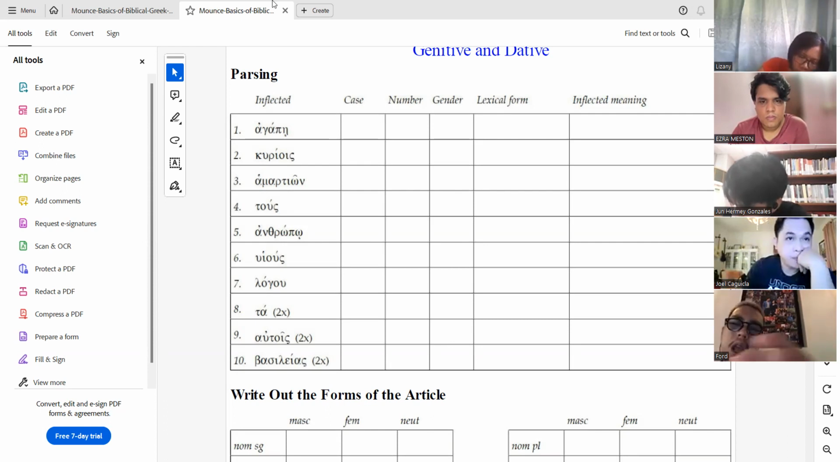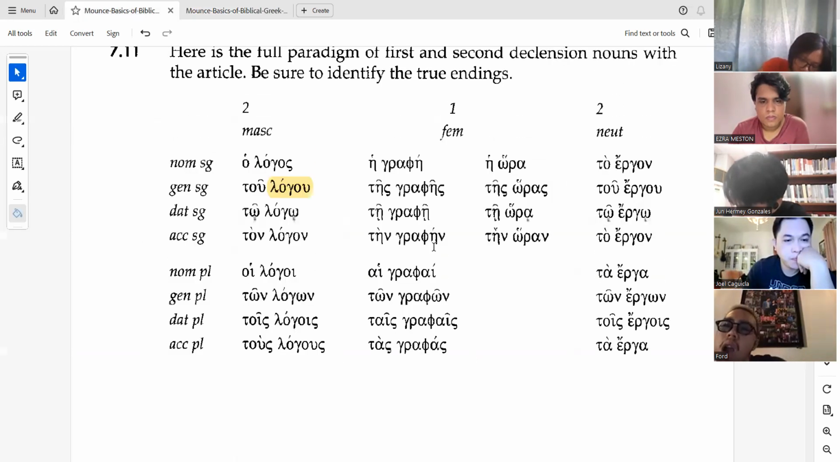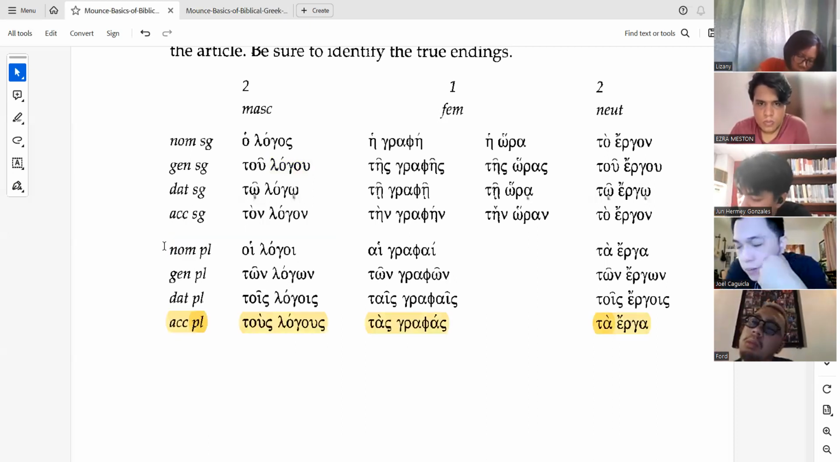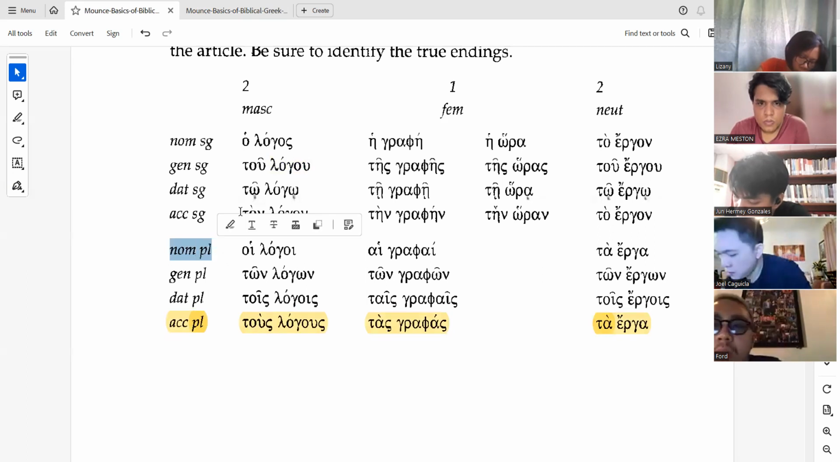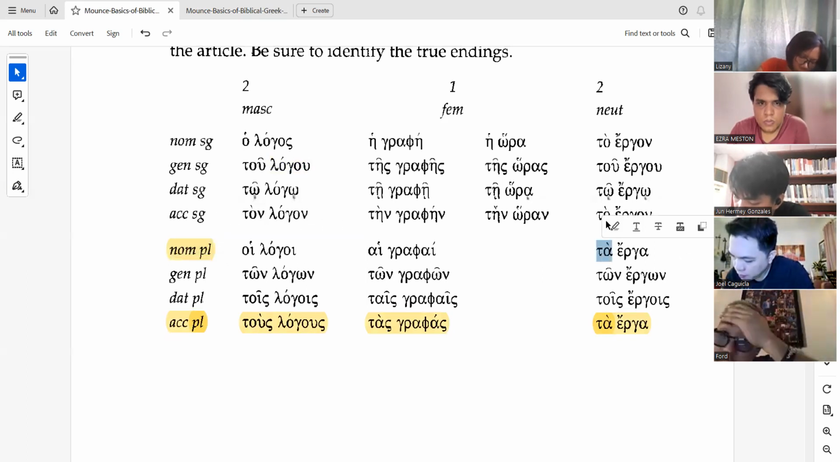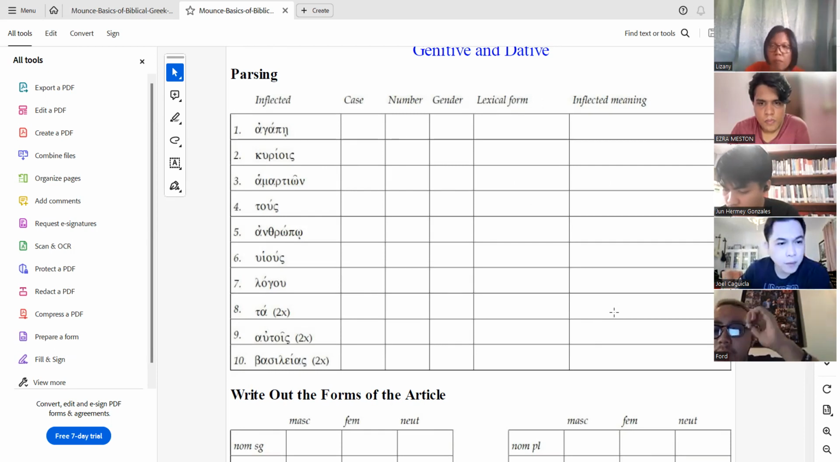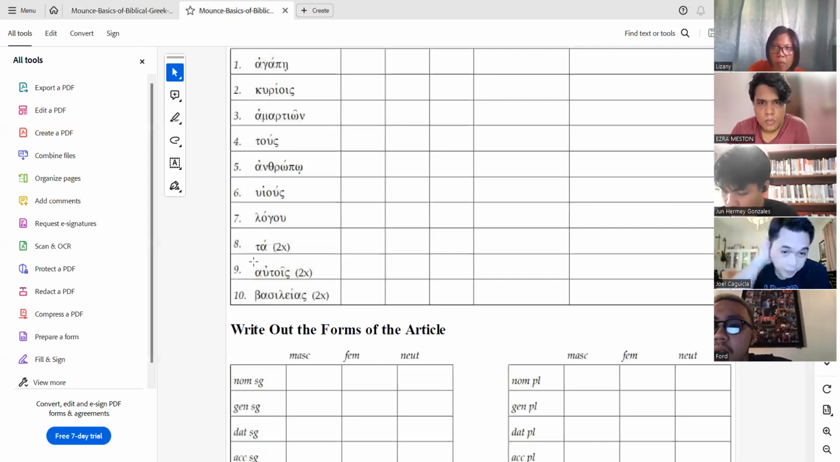And the inflected meaning is "the." Then again, ta is plural. This is plural, accusative plural or nominative plural. That is why it uses ta. So it is neuter plural. Then who's next?